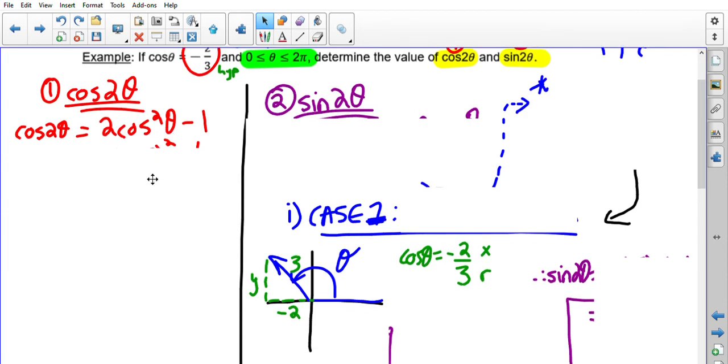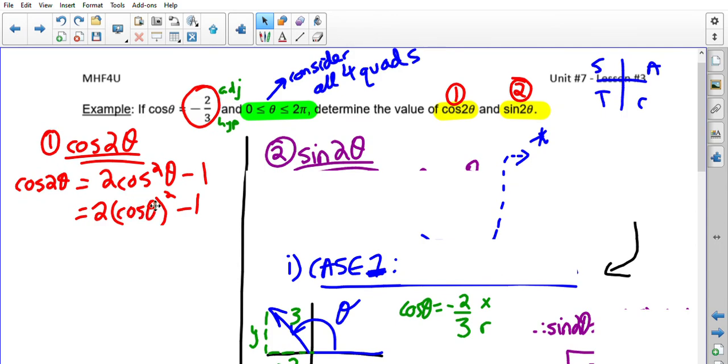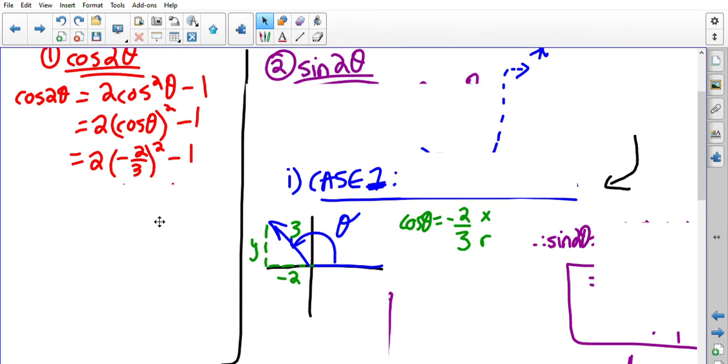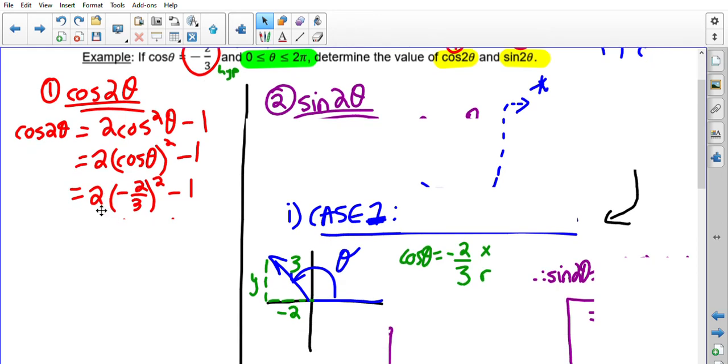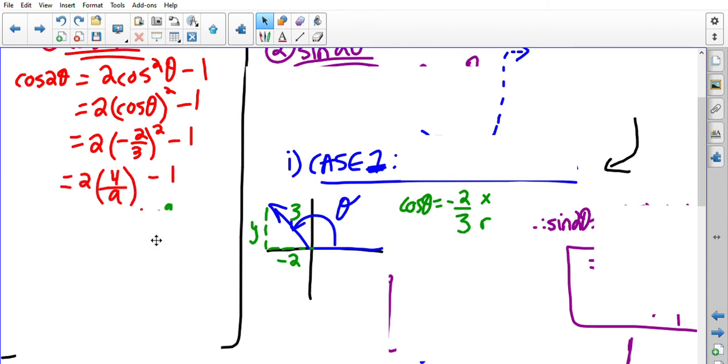All right, so let's plug in what I know. So remember, this is just rewritten as 2 cos theta squared minus 1. I know what cos theta is equal to. It's equal to -2/3. Okay, so that's its ratio of adjacent and hypotenuse. So I'm going to plug that in. We're going to do 2 times -2/3 squared minus 1. Remember, do your exponents first. -2 squared is 4, 3 squared is 9. And even if you had put the negative with the bottom, it would still give you the same answer, right? Any negative squared will be positive.